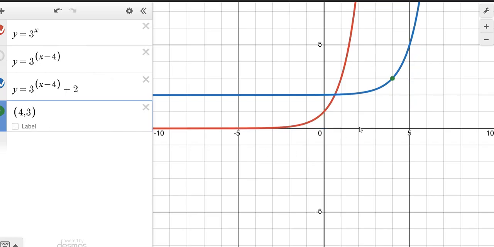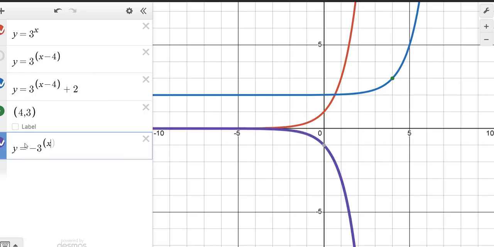Let's look at one more thing. What if I flip this around the x-axis? Now what takes priority, multiplication or addition? What am I going to do first? Multiplication. Remember, please excuse my dear Aunt Sally. You do parentheses, exponents, multiplication and division before addition and subtraction. So y equals negative of 3 raised to the x minus 4.